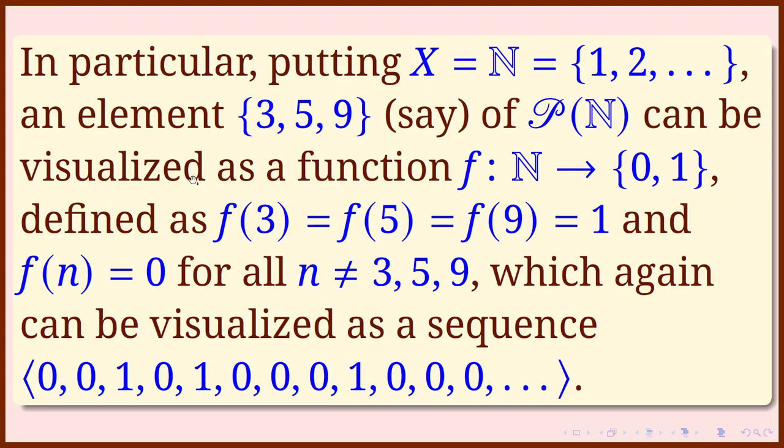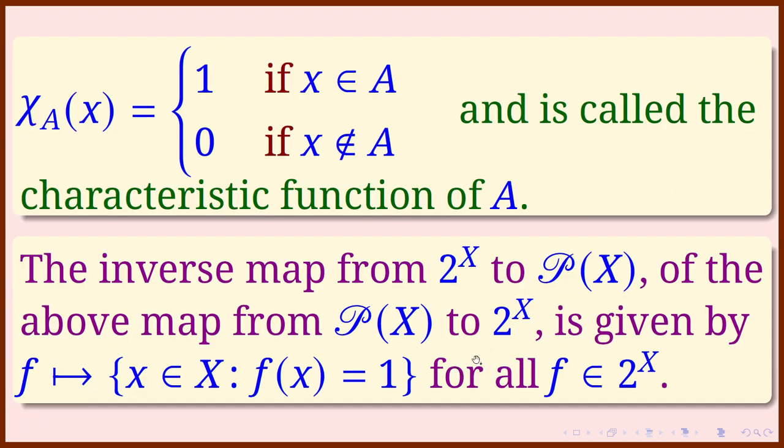In particular, putting X equal to the natural numbers. Now our Y is {0, 1}, and X, so far arbitrary, we now take to be the set of natural numbers. So in that case we are talking about 2 to the power N, instead of 2 to the power X. In the previous page you have shown that there is a bijection from 2 to the power X to P(X). So there is a bijection from 2 to the power N to P(N), or P(N) to 2 to the power N.